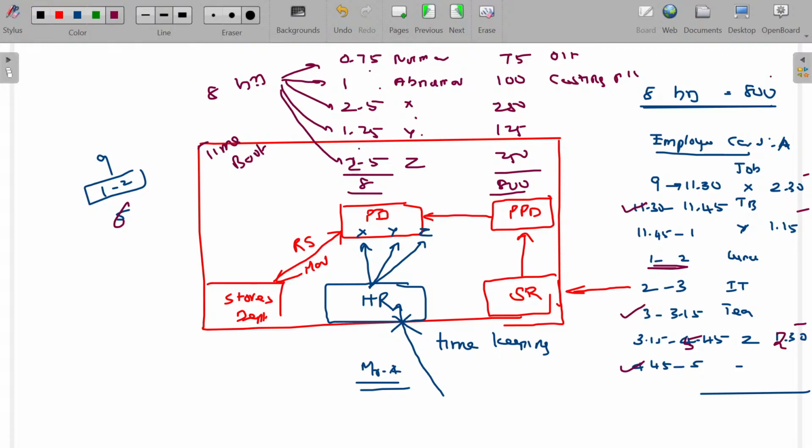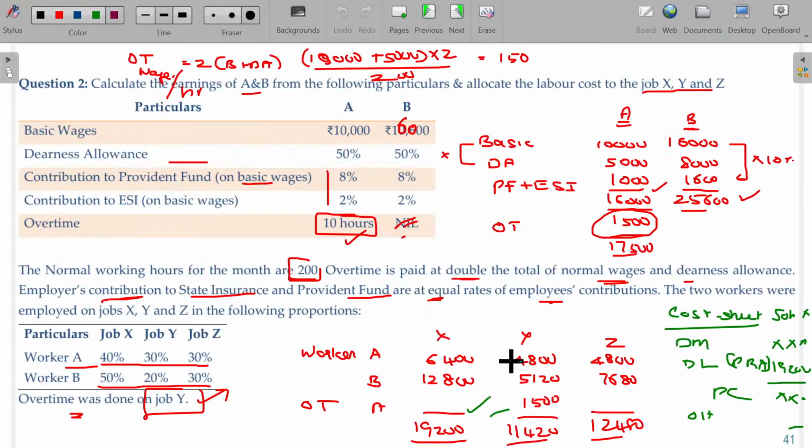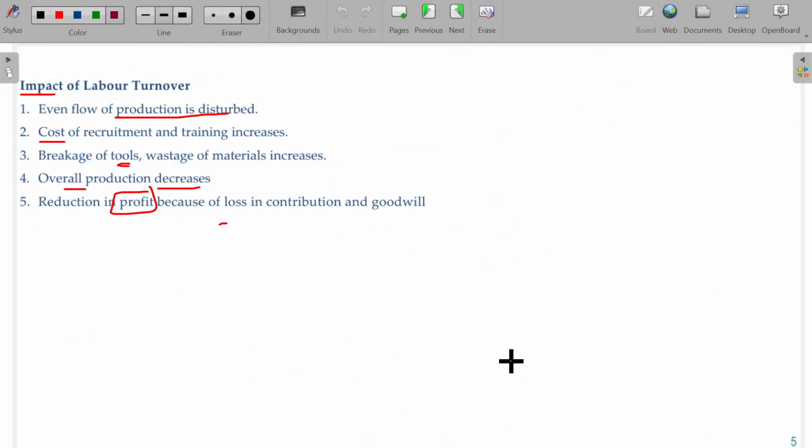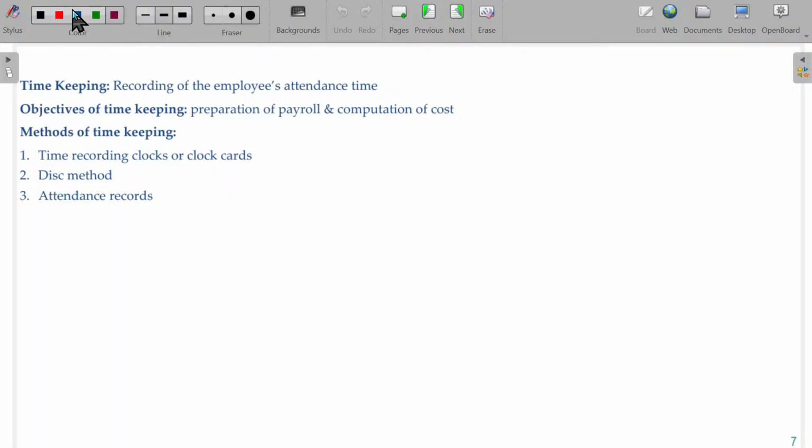You have to understand the difference between timekeeping and time booking. Timekeeping is the attendance; time booking is the time he devoted to every job. Clear? Now, timekeeping is nothing but recording the employee's attendance time. The objectives of timekeeping are the preparation of payroll and computation of cost. Methods of timekeeping: attendance records, disk method, clock cards, and time recording.